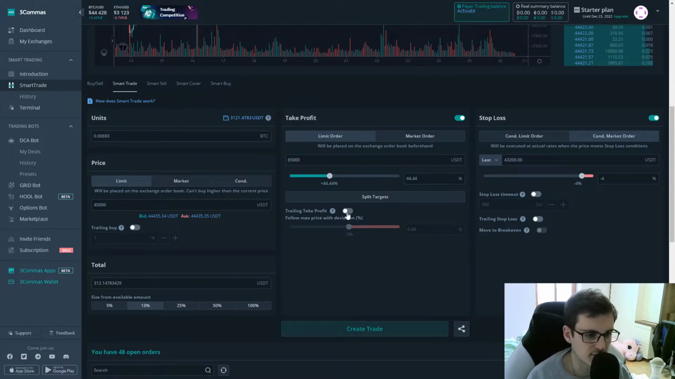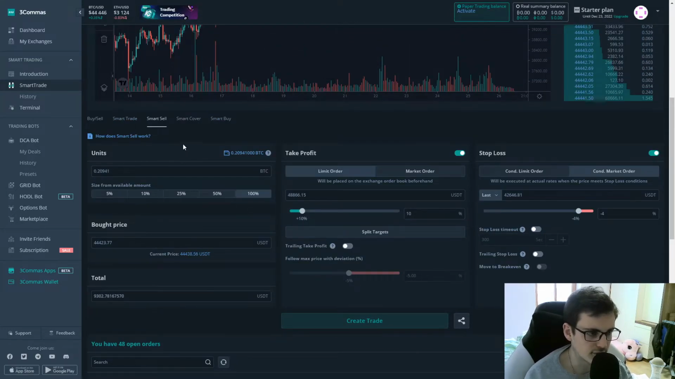And you could also set up a trailing take profit and you can then also set up a stop loss, where with the stop loss, you could also set a stop loss timeout, which would mean if you have a stop loss, let's just say at $43,000, once the coin drops under $43,000, if I have a stop loss timeout, then it would wait 300 seconds. And if the price is still under the $43,000 after the 300 seconds, then it would sell my position. You can use this if you're trading coins that have a lower volume, and then you can prevent yourself from getting stopped out by a sudden pump and dump.